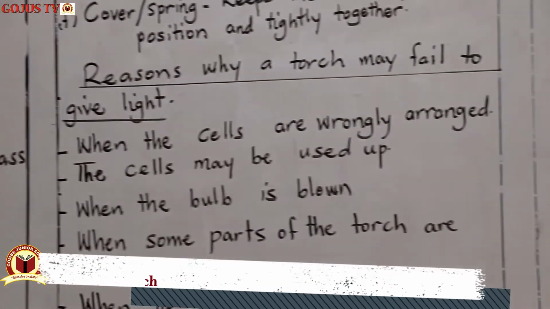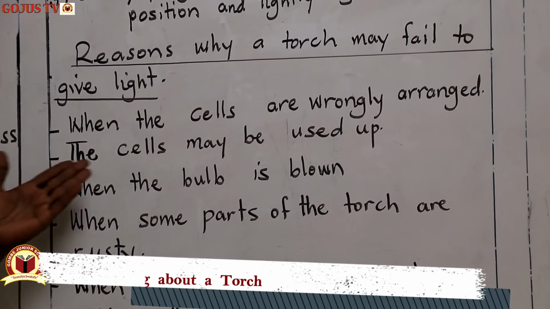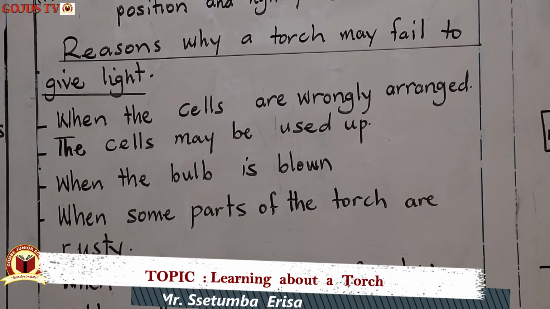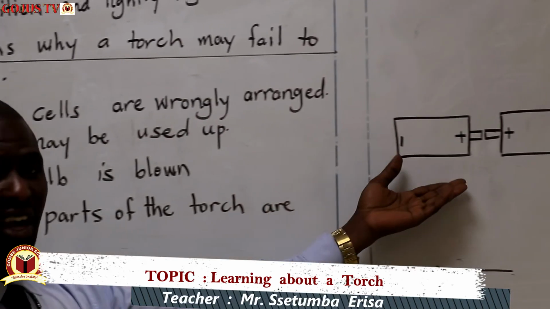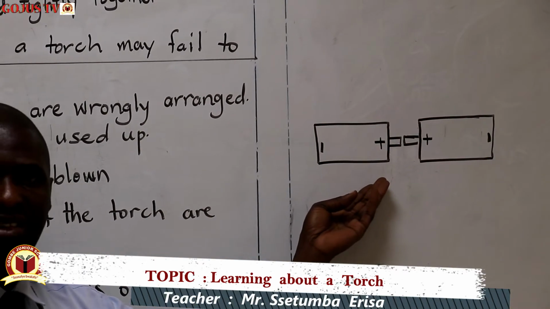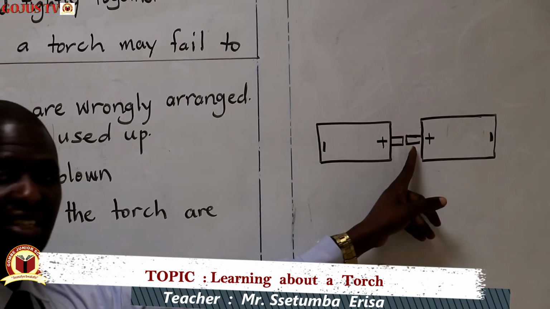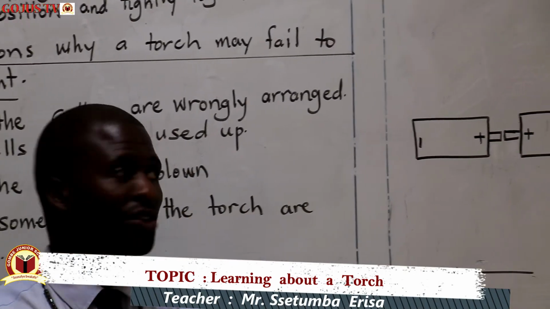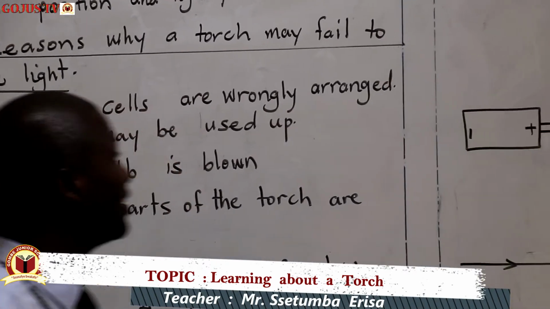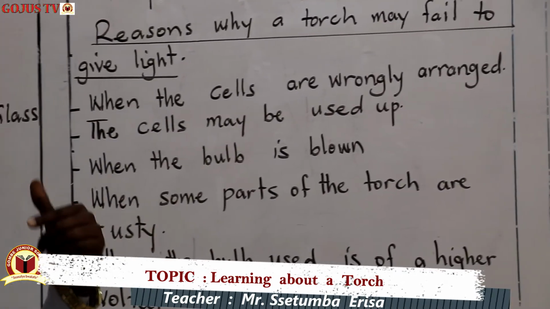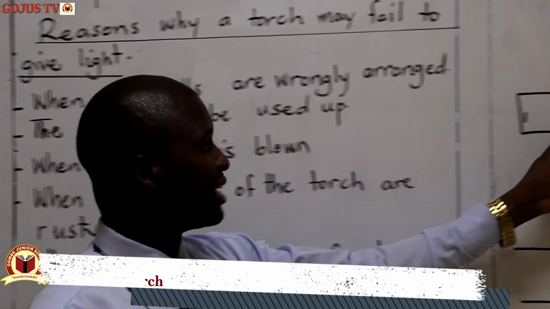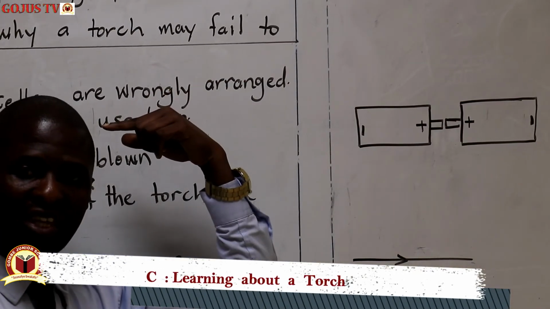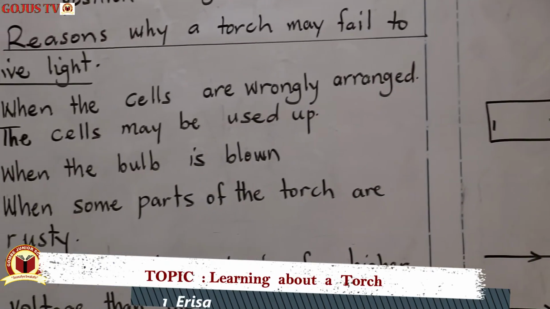Reasons why a torch may fail to give light. When the cells are wrongly arranged. Little children sometimes don't know how to put cells in a torch. You find that they have arranged their cells like this, when the positive terminal is facing a positive terminal, like this. So even if you cry up to tomorrow, it will not give light because the cells have not been arranged properly. They are supposed to be arranged in a form that a positive terminal is next to a negative terminal, as we did in our previous lesson when we were indicating arrangement of cells.